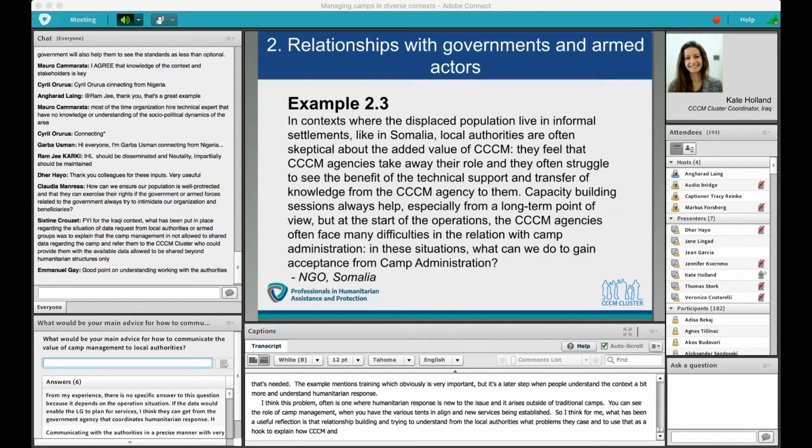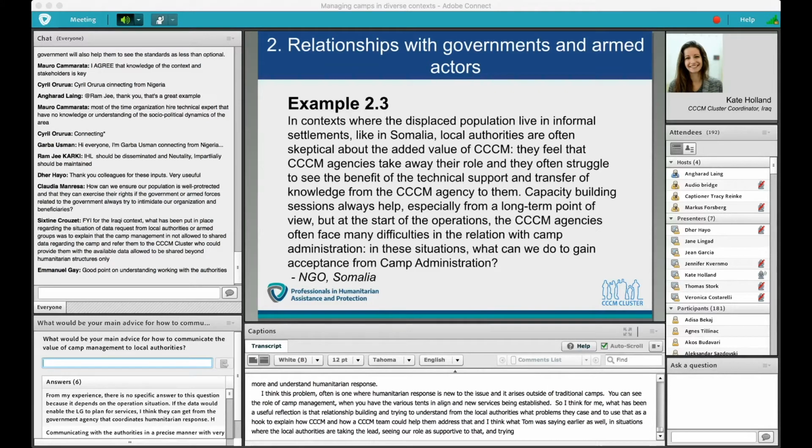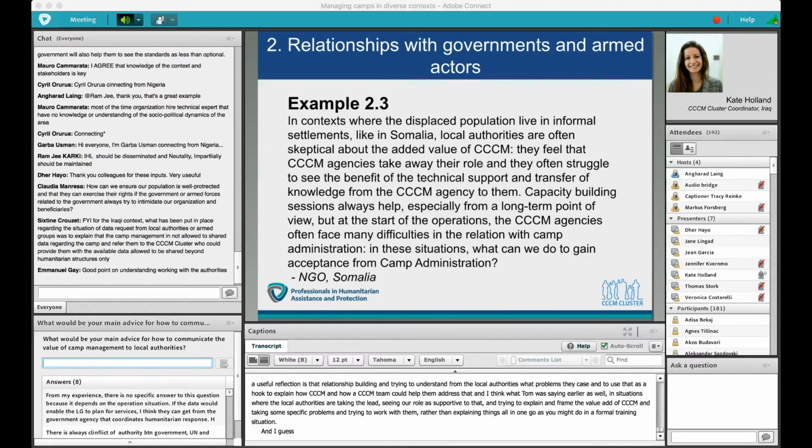And I think what Tom was saying earlier as well, in situations where the local authorities are really taking the lead, seeing our role as supportive to that, and trying to explain and frame the value add of CCCM, maybe taking some specific problems and starting to work with them rather than explaining everything all in one go as you might do in a formal training situation. And I guess coming with that is the demonstration that it's supportive and not undermining.